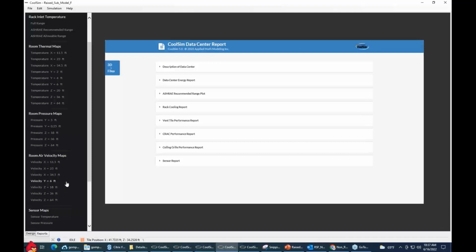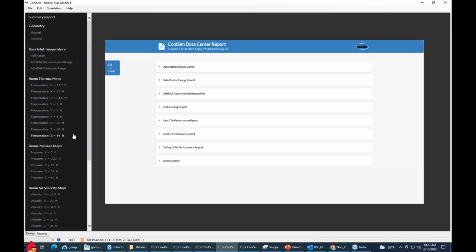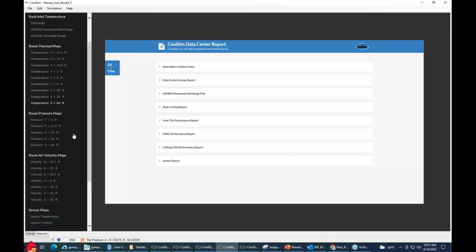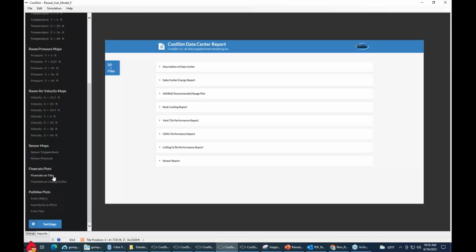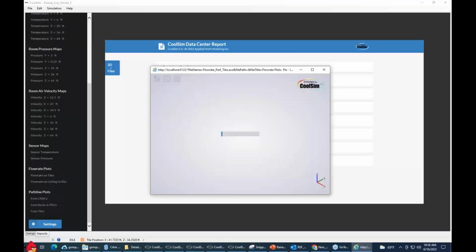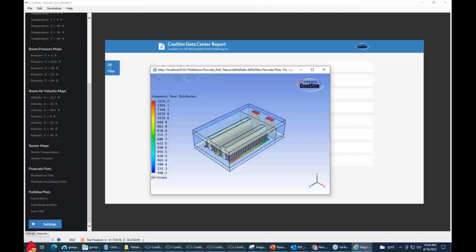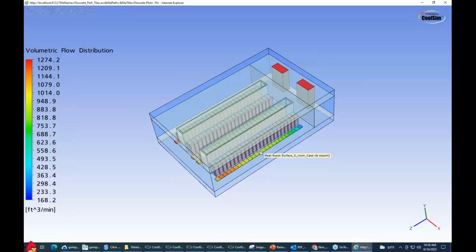The tiles were all uniform here. I did not vary them very much, and we can take a look at their performance as well. There's a nice plot over here on the left that comes with CoolSim that allows you to look at those tiles, the amount of air coming out of each one of them. It's called flow rate on tiles. We put this in particular so that you can manage the flow rate. And let me just show you that one. It takes a moment for that one to open. So here is the flow rate on tiles.